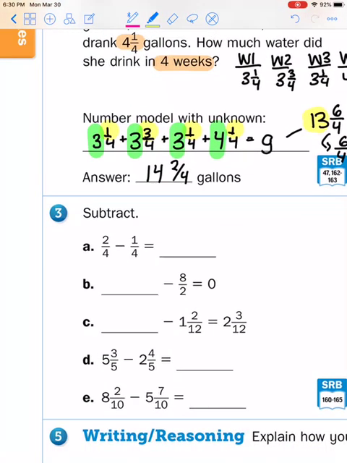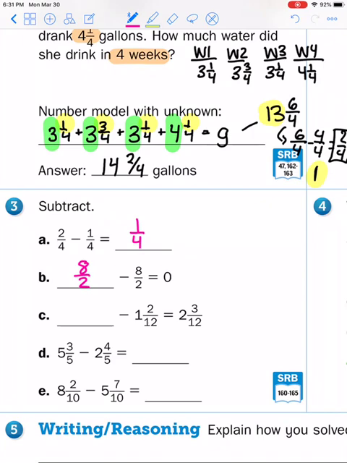Okay, let's go to 3. Subtracting fractions with like denominators. They all have like denominators. So A, 2/4 minus 1/4 is 1/4. Unknown value minus 8/2 equals 0. Well, I know that anything minus itself is always going to equal 0. So 8/2 minus 8/2 equals 0. Unknown value minus 1 and 2/12 equals 2 and 3/12.